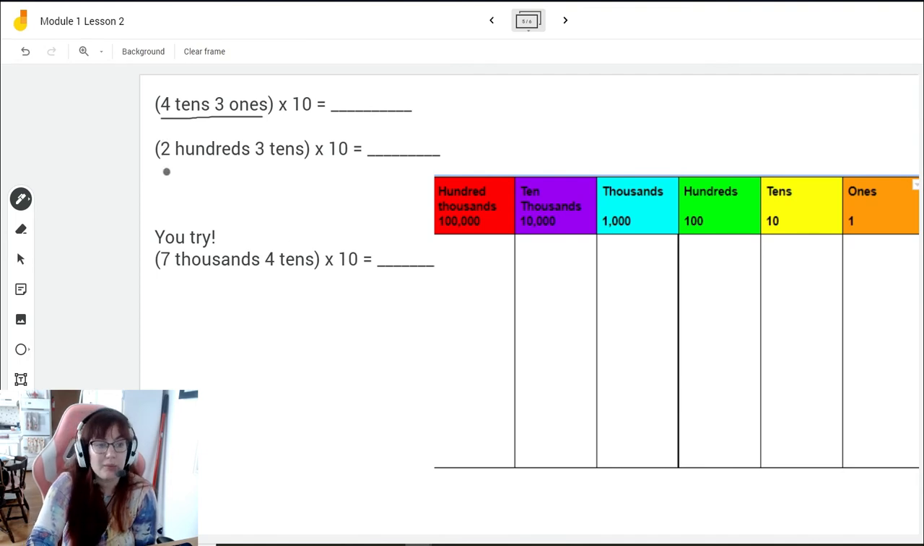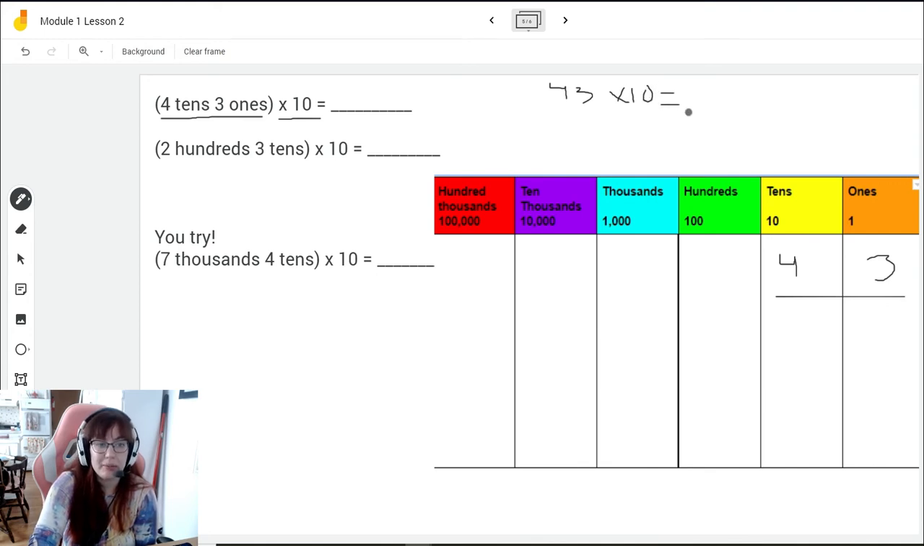So for this problem, we have 4 tens, 3 ones. So I'm going to put this right here, 4 tens, and then we have 3 ones. Now when I look at this number, it is just 43. So I'm just multiplying 43. And what am I multiplying 43 by? Well, I'm multiplying it by 10. So we have 43 times 10.